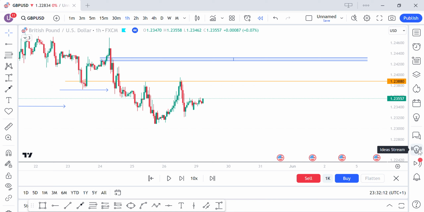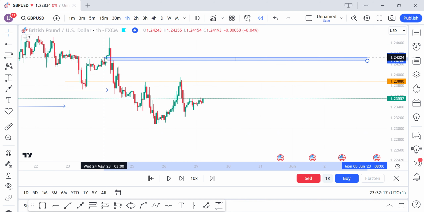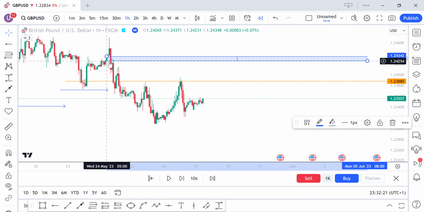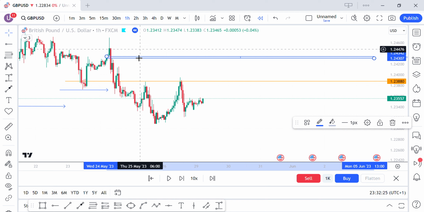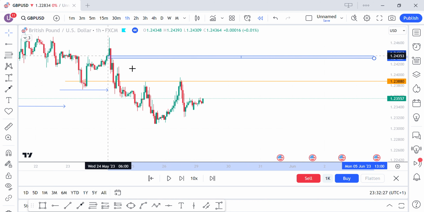I use fair value gap as my form of order. So if I come down to 1 hour, I can see that there's a fair value gap up here. There's still space to be filled up there. I'm not drawing it well, so sorry. There's a fair value gap here that needs to be filled up, a small one.